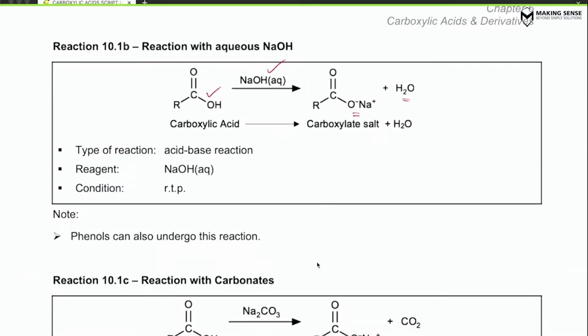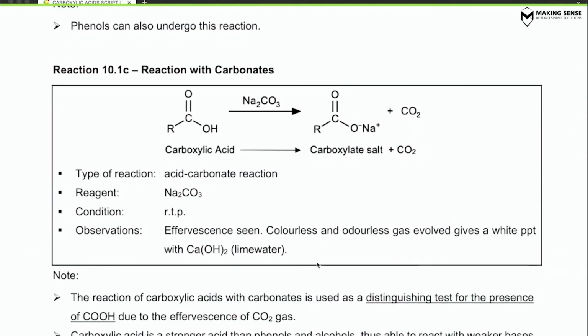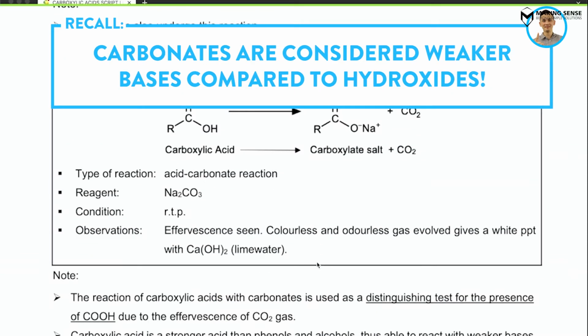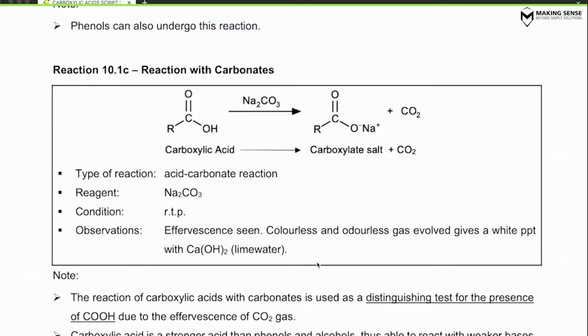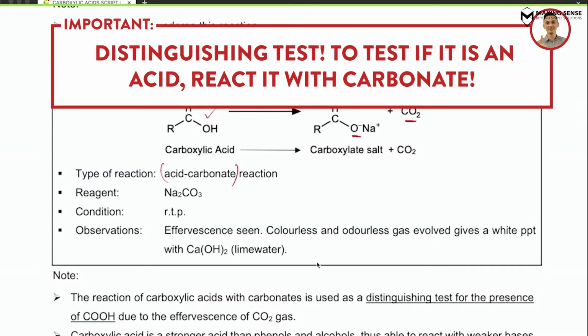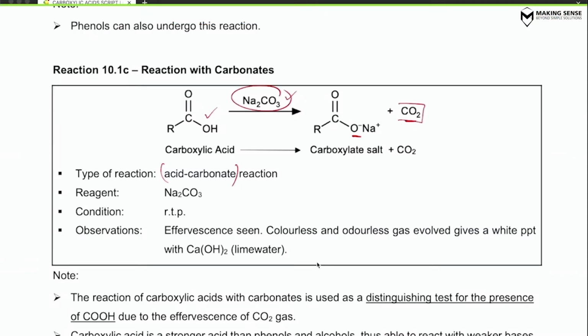And if you look at 10.1c, slightly below, you will notice it's a reaction with carbonates. Now, carbonates are known to be a weaker base as compared to NaOH, right? But this will be termed as an acid plus a carbonate reaction. So acid plus carbonate is always going to form salt, CO2 and water. All right, that's right. So you're going to form carbon dioxide as well as the salt, right? So you do notice this reaction is actually what we call a distinguishing test. So whenever you suspect something to be a carboxylic acid, just put it in carbonate and you check whether CO2 gas is being produced or not.